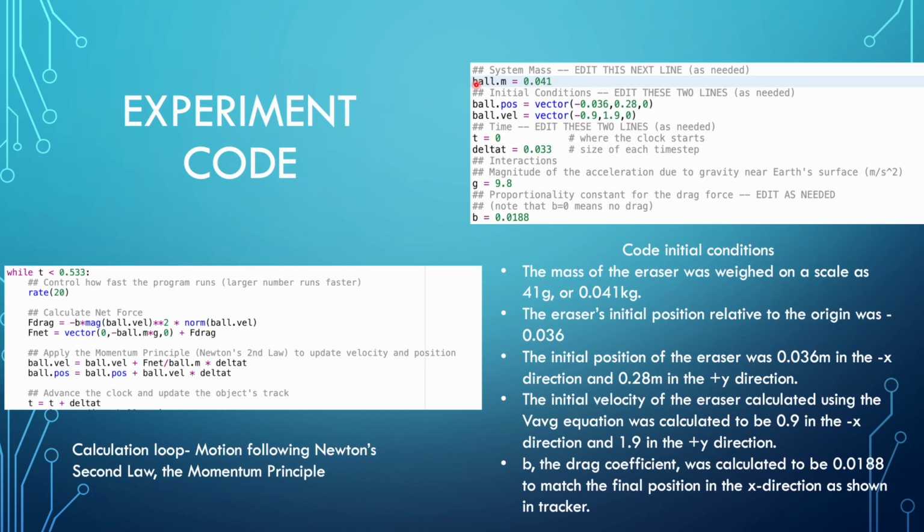And so here's our code. We have our initial conditions here. We have the mass, and we have the initial positions relative to the origin. We have the initial velocity calculated using the average velocity formula in the X and Y directions. Then we have delta T, which is 0.033 seconds, so that's the time step. Gravity G is 9.8, which is the gravitational constant near Earth. And then we have B, our proportionality constant for drag force, which we calculated by making sure the final position in the X direction when we modeled it in GlowScript was equal to our final position in the X direction in Tracker. And here's our calculation loop.